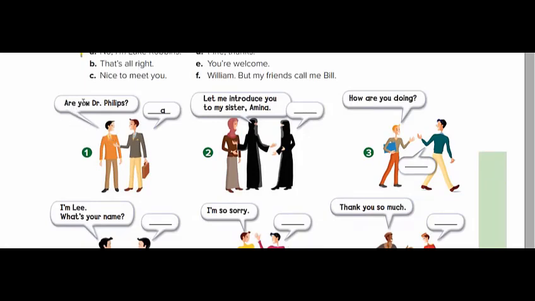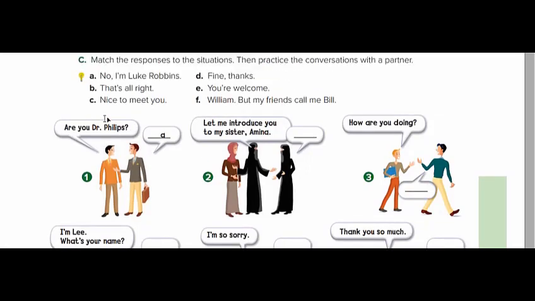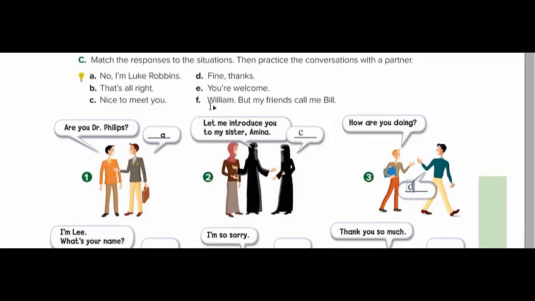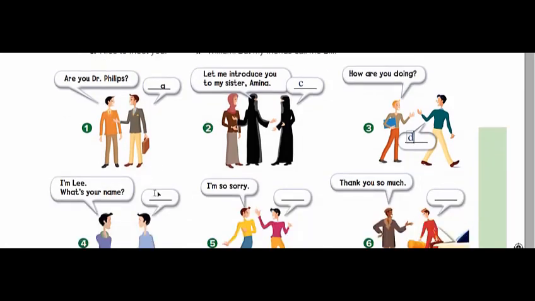Example. Are you Dr. Phillips? هل أنت الدكتور فيليبس؟ It's done. No, I'm Luke Robbins. Yes, let me introduce you to my sister, Amina. What should she say? Nice to meet you. This means we should write C. This boy, friend, how are you doing? What should he answer? Fine, thanks. Next one. Look at this young man. I'm Lee. What's your name? What should we choose? Yes, F. William, but my friends call me Bill. So what do we put on the space here?